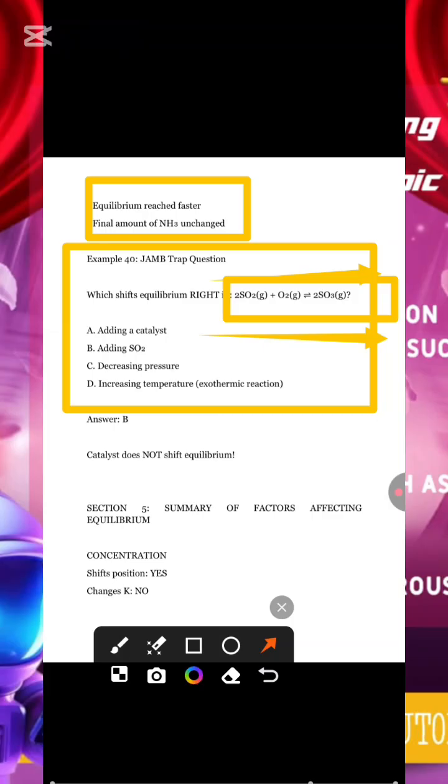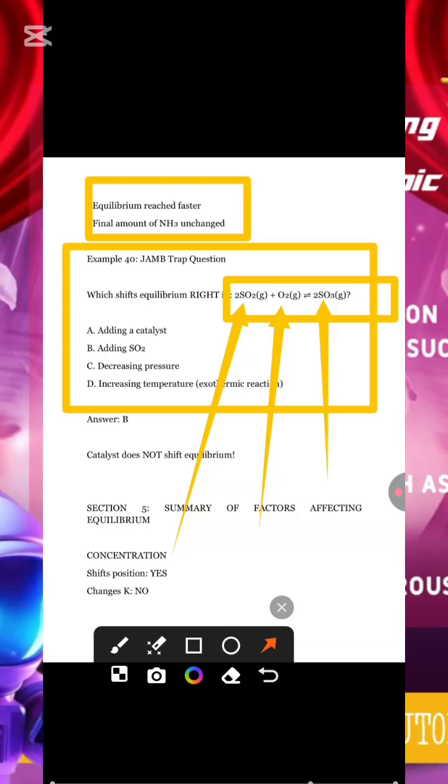Option C says decreasing pressure. Let's see if decreasing pressure will shift the equilibrium to the left or to the right. Observe carefully. This is 2 moles, this is 1 mole, and this is 2 moles. So the total moles on the reactant side is 3, and the total moles on the product side is 2. If you decrease the pressure, it will favor the side with more moles, which is the left. So decreasing pressure will shift equilibrium to the left, not to the right.